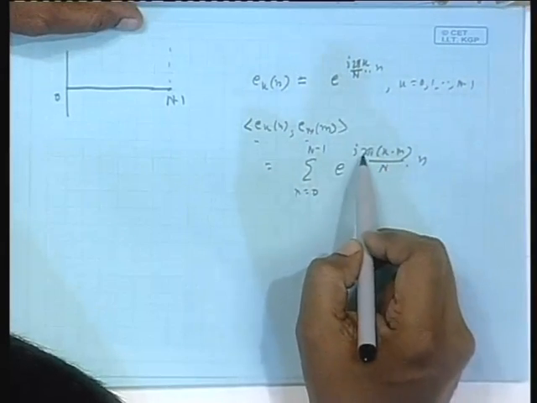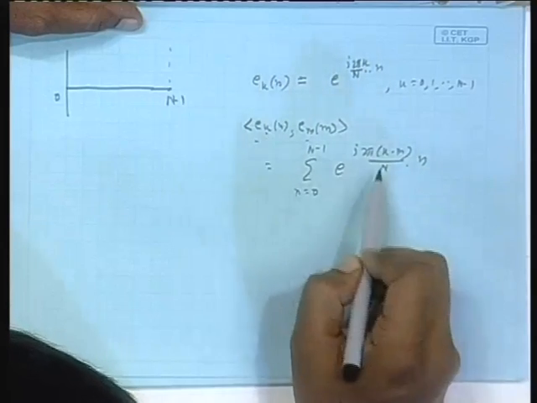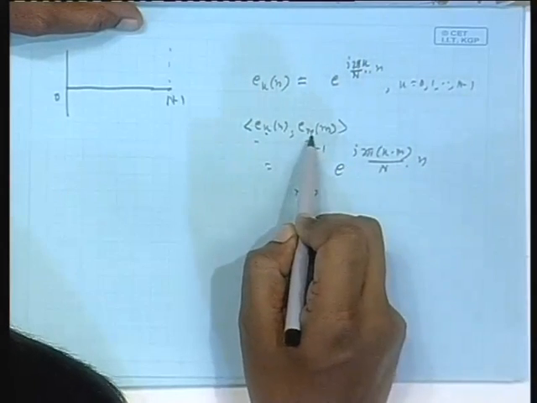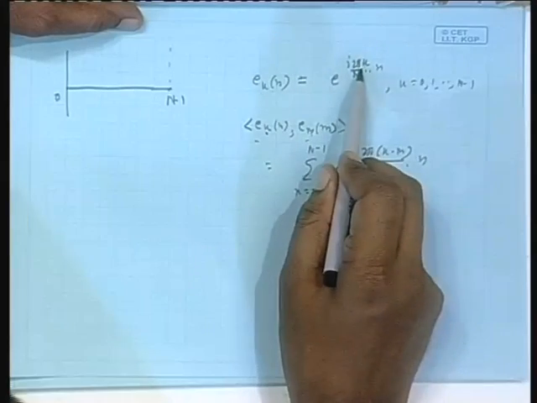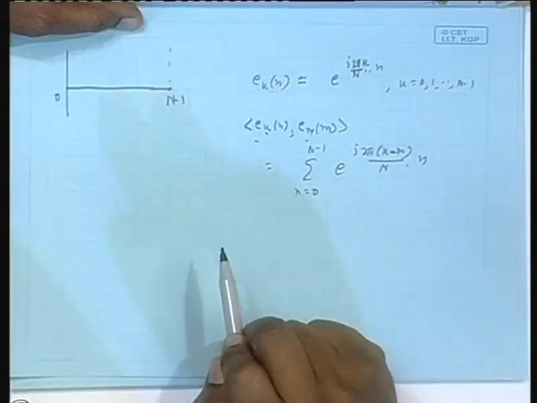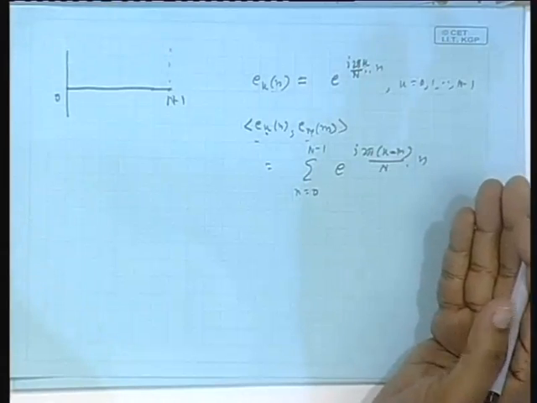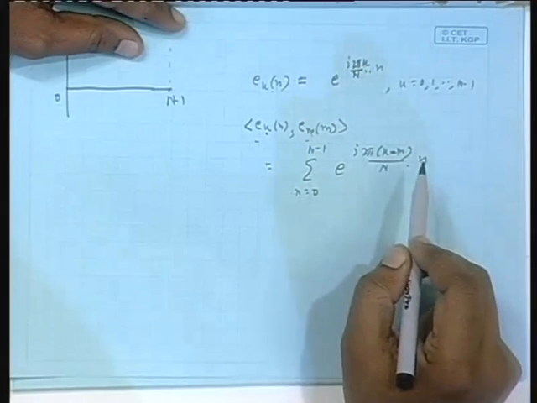First one is not conjugated. So, 2 pi k by n, this k remains k, but when it is m, instead of k you have m, e to the power m n, so that is conjugated, with a minus sign, and you add them. You know this is 0, I told you, no? This is a GP series.